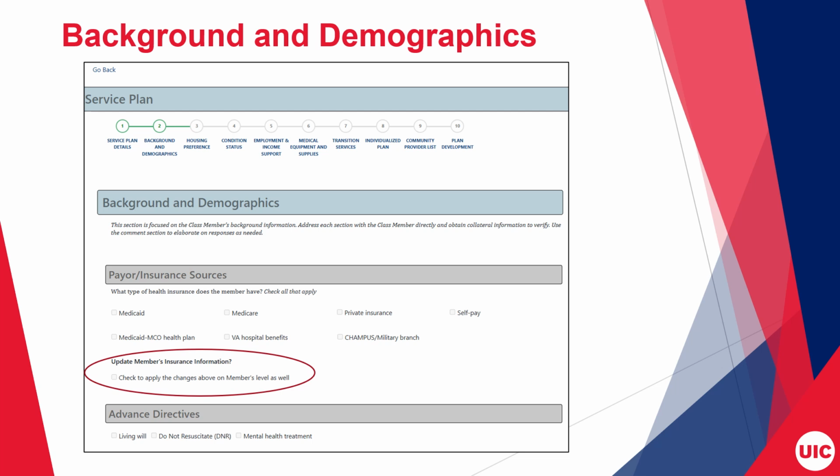The next section of the service plan is Background and Demographics. Review and update any indicated details regarding payer. If there has been a change, click the Check to apply the changes above on members level as well to reflect the update on the member page. Review and update advanced directives and income, completing the fields as indicated. Finally, review and update information related to legal involvement.